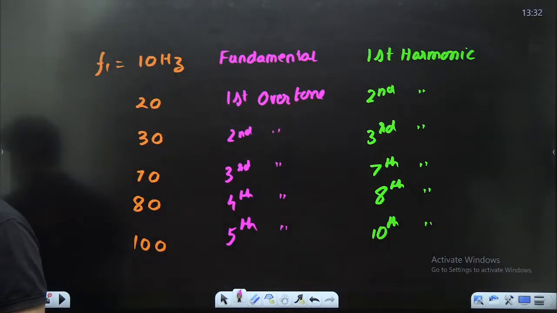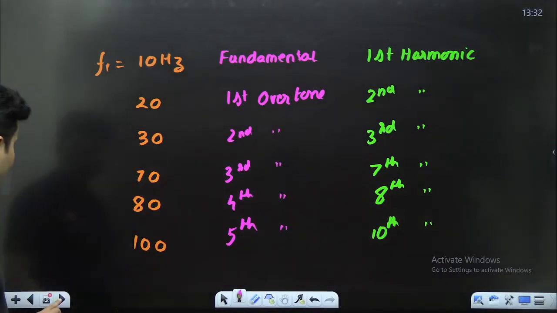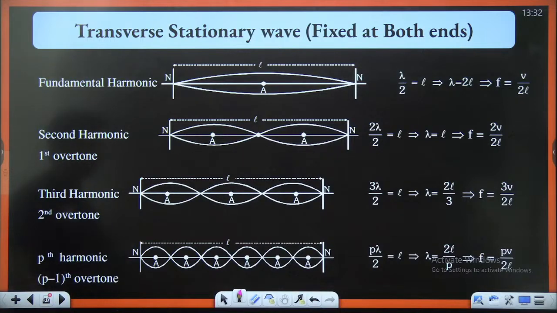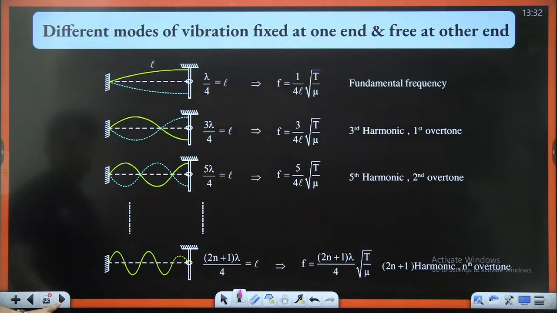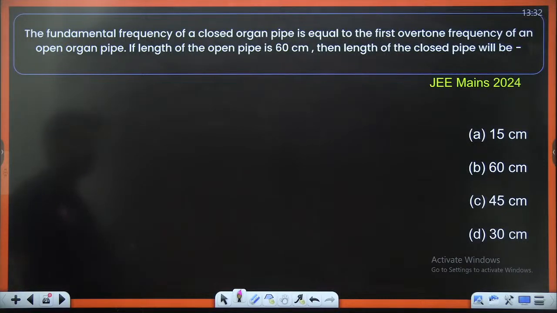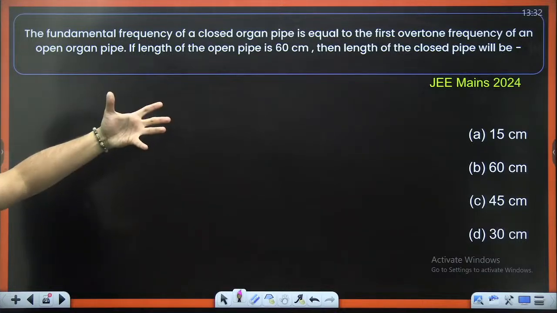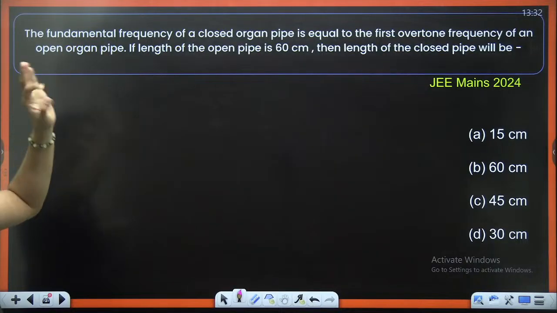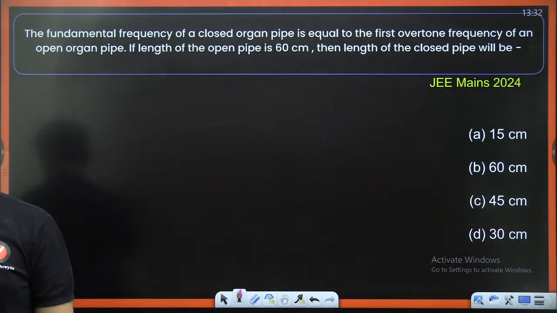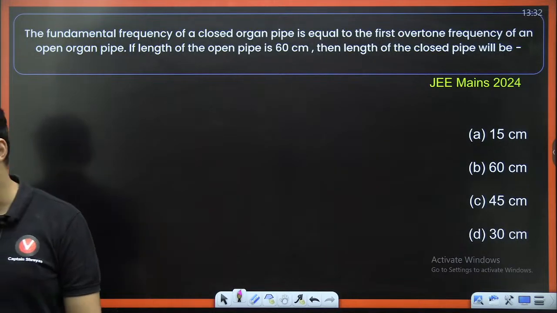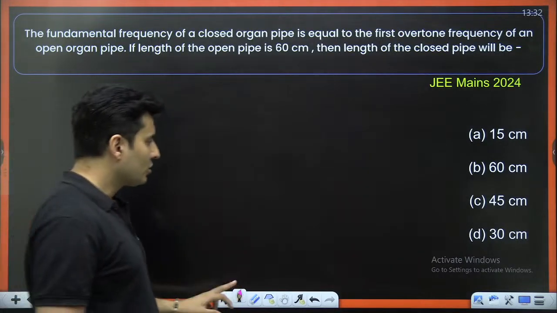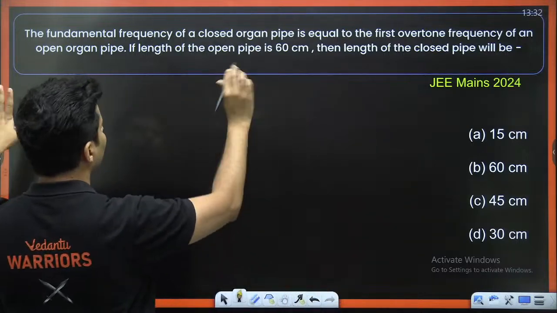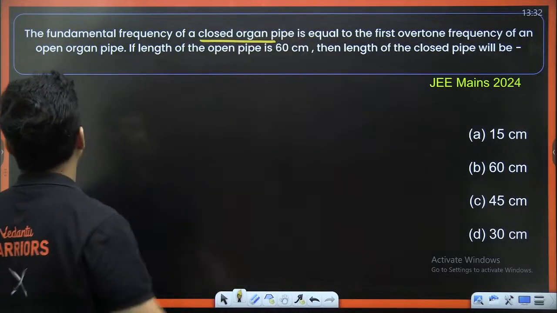Is this part clear, how this numbering goes for harmonics and for overtones, right? So all these things are given over here as well, mentioned for your reference. Let's solve some questions on this. The fundamental frequency of a closed pipe is equal to the first overtone frequency of an open organ pipe. Length of the open pipe is this, then the length of the closed pipe is how much. This came in JEE Mains 2024. Expect similar questions even in the second attempt. So let's start solving the question, but solve it separately for closed pipe and then for the open pipe.